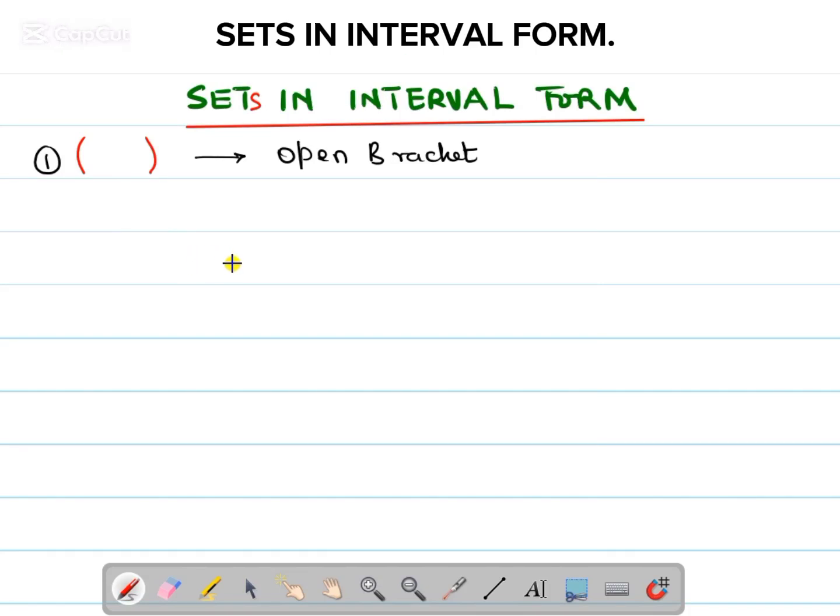Alright, hello everyone. In this video we want to look at sets in interval form. We can represent different sets in interval form depending on what we are working on.